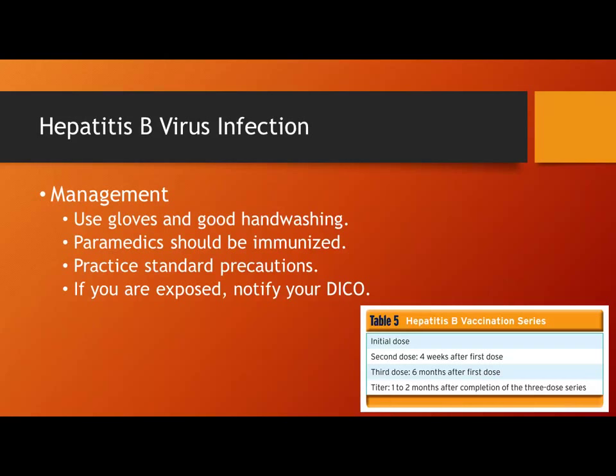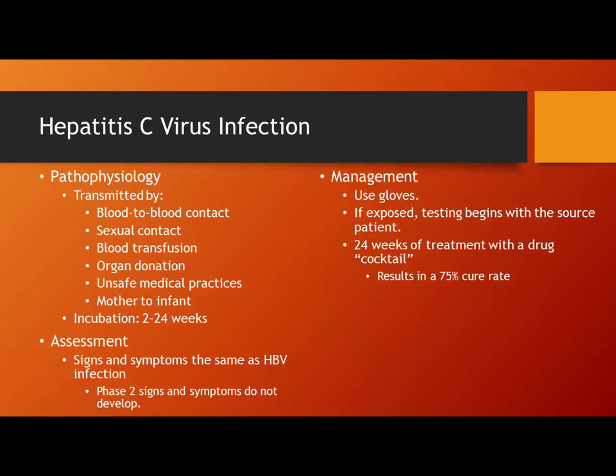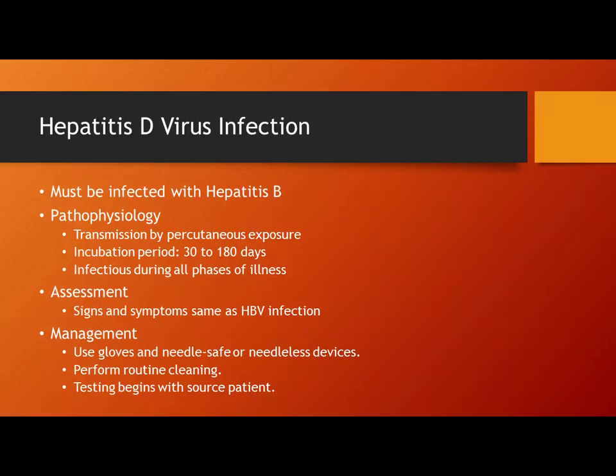Hep C can be transmitted several different ways. The main way is blood to blood and sexual contact. I don't know a whole lot here to tell you other than knowing how it's transferred and what we would do. Nothing really other than symptomatic treatment. Hepatitis D is percutaneous exposure. Hepatitis A, how is that transmitted? Oral fecal route. Somebody gets poop on their hands and that gets in their mouth and they swallow it.